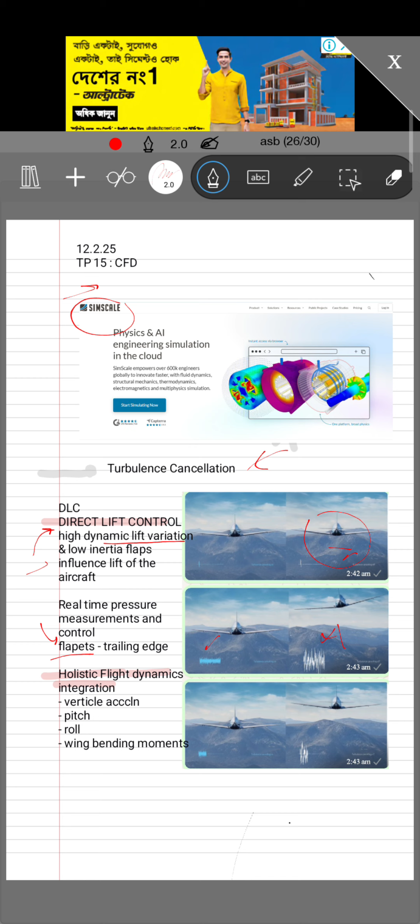Another aspect of turbulence cancellation is to have a holistic flight dynamic integration. That means the acceleration, the pitch, the roll, and the wing movement: one should have a holistic integration of all these factors. Only then can this turbulence cancellation be achieved.